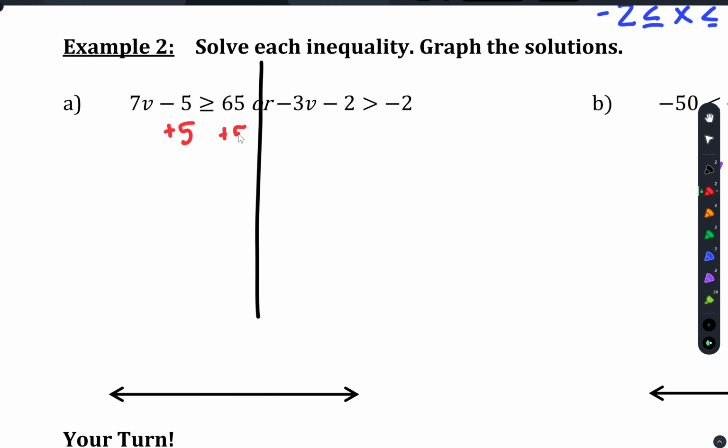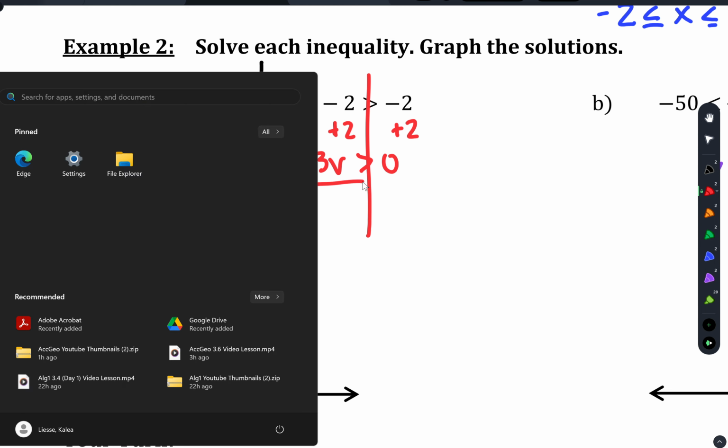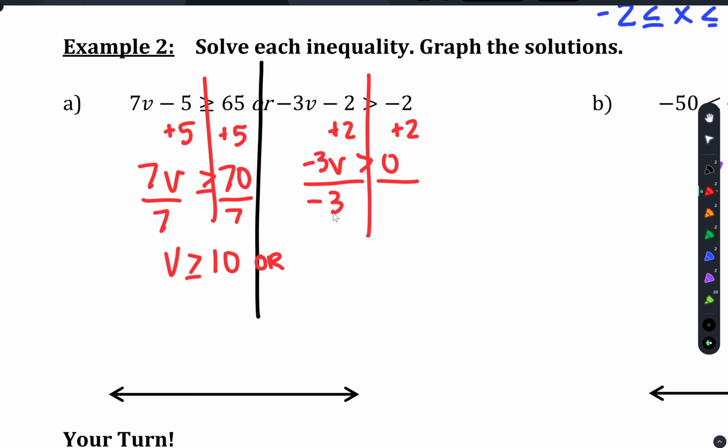I'm going to add 5 to both sides. I'm going to divide by 7. To get v is greater than or equal to 10. I'm going to put the word or in the middle. And then I'm going to do the same thing to the right side here. Inverse order of operations. I'm not going to panic when I get to this step, right? I see -3v is greater than 0, but I'm not worried because 0 can be an answer. I'm going to divide by -3 on both sides.